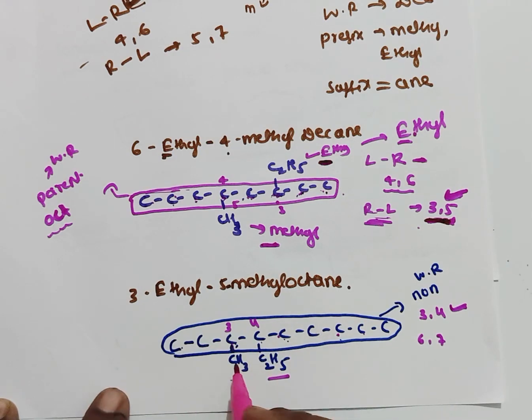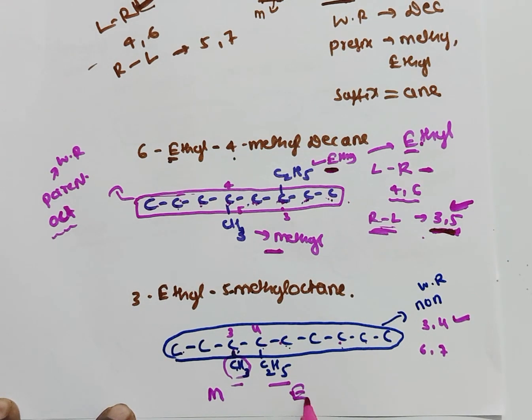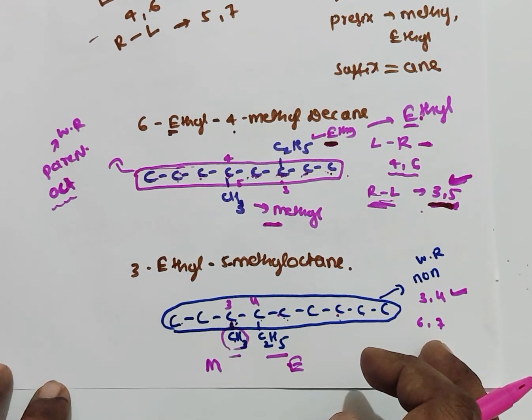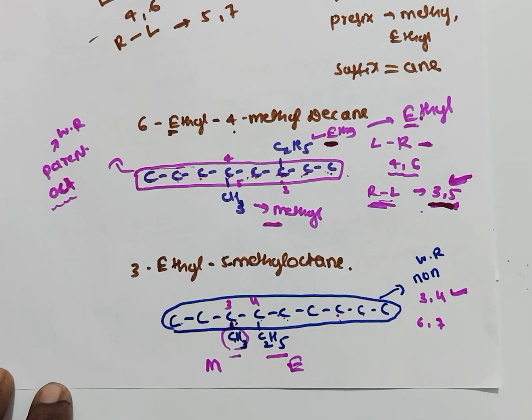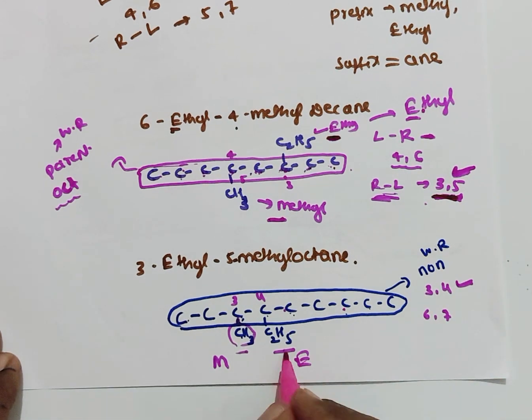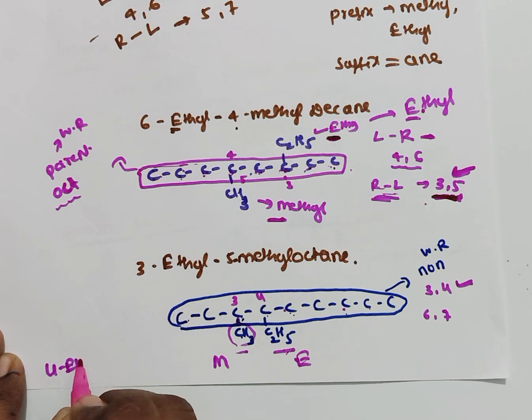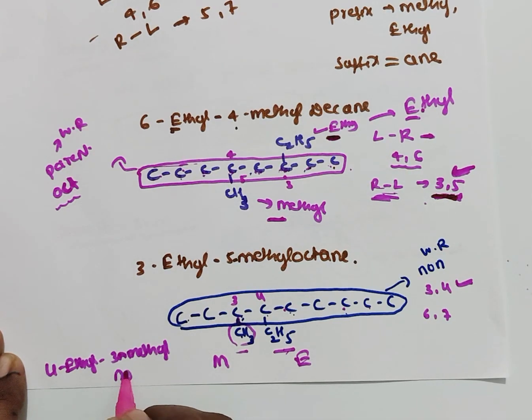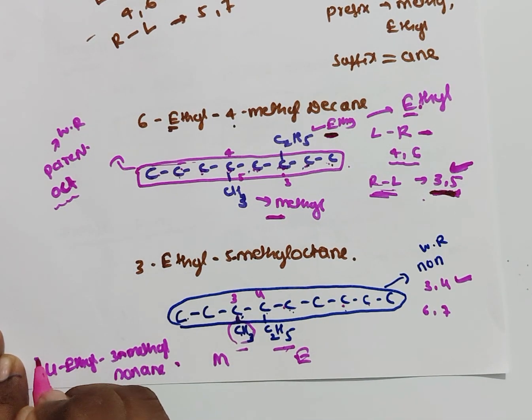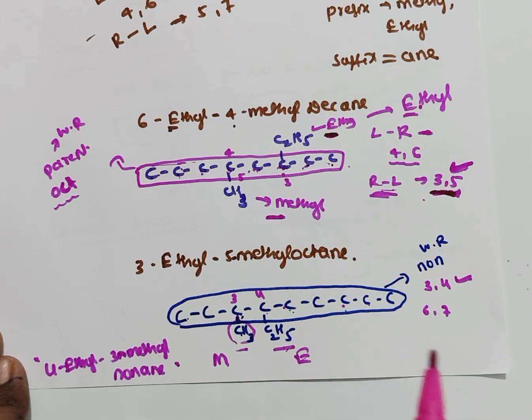3, 4. Which is attached here? Methyl. And this is what? Ethyl. In these two, which comes first? Ethyl comes first. It may be present on carbon 1 or carbon 9, it doesn't matter. During writing the nomenclature, or the arrangement of prefixes, preference goes to alphabetical order. So 4-ethyl, 3-methyl, nonane is the nomenclature of the given organic compound. Is this clear?